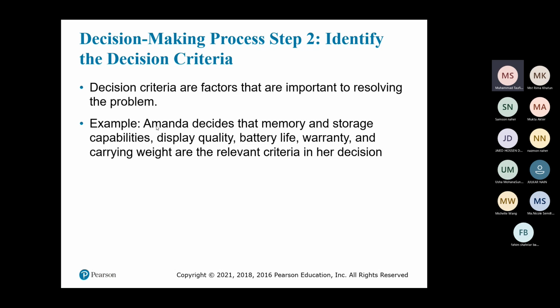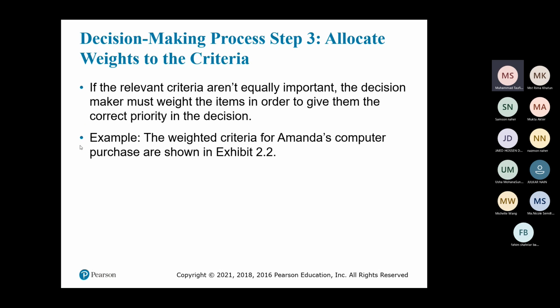So here we have 1, 2, 3, 4, and 5. There are 5 criteria that Amanda will use to evaluate her choices. So that is step number 2.